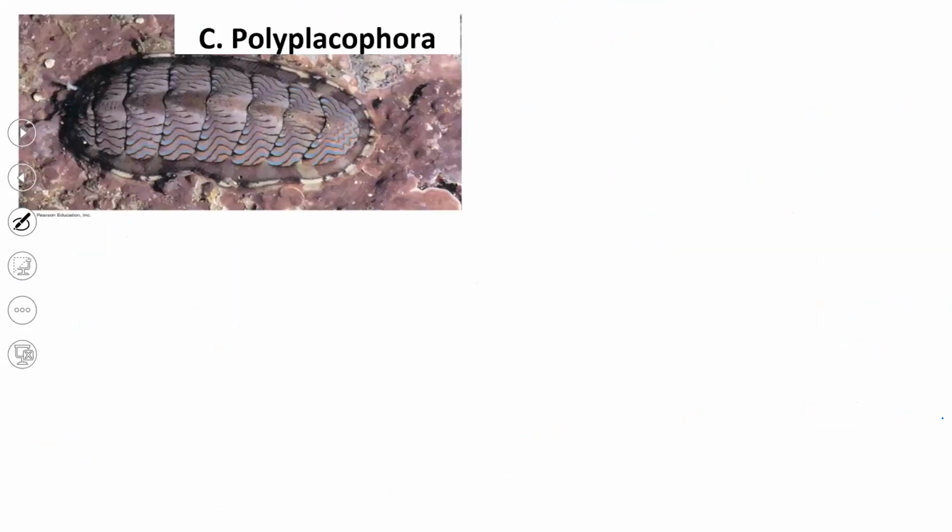Okay, so let's start talking about our classes, our clades. So these are all classes within the phylum Mollusca. So we're starting with class Polyplacophora. These are not the most commonly known.